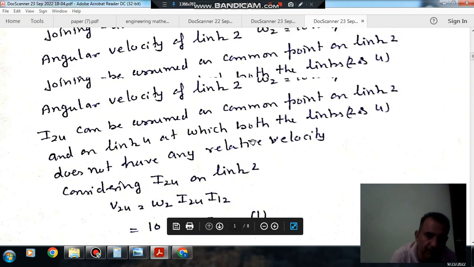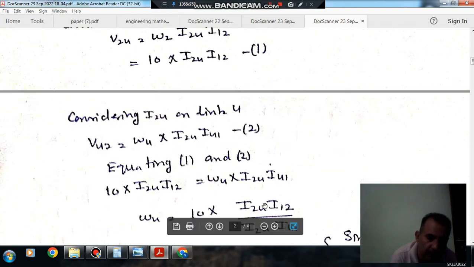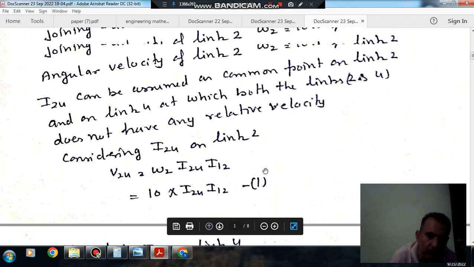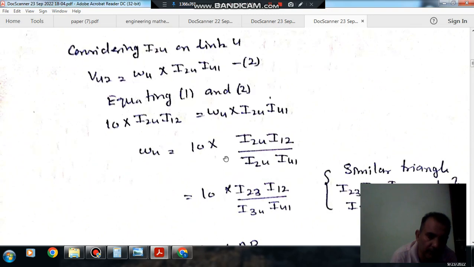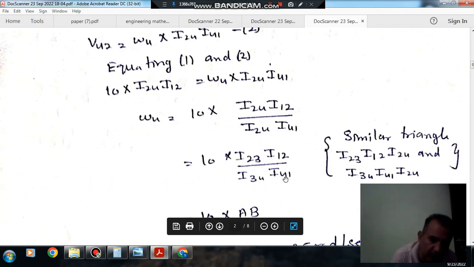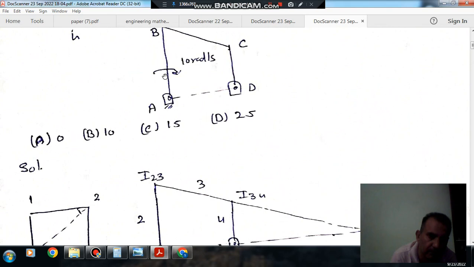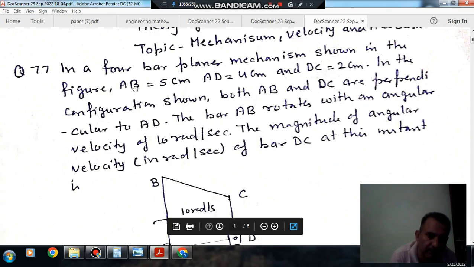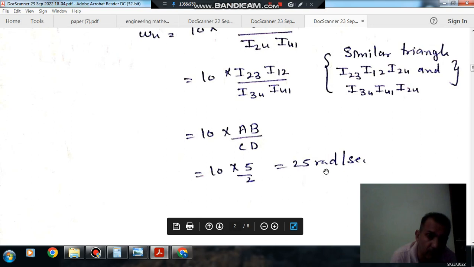Now from similar triangles, I34 I41 I24 and I23 I12 I24 are similar triangles. So I24 I12 divided by I24 I41 will be equal to I23 I12 divided by I34 I41. This is your AB, and this is your CD. AB is given as 5 cm, and CD is given as 2 cm. So we can put the values of AB and CD and find omega 4. That is 25 radians per second.